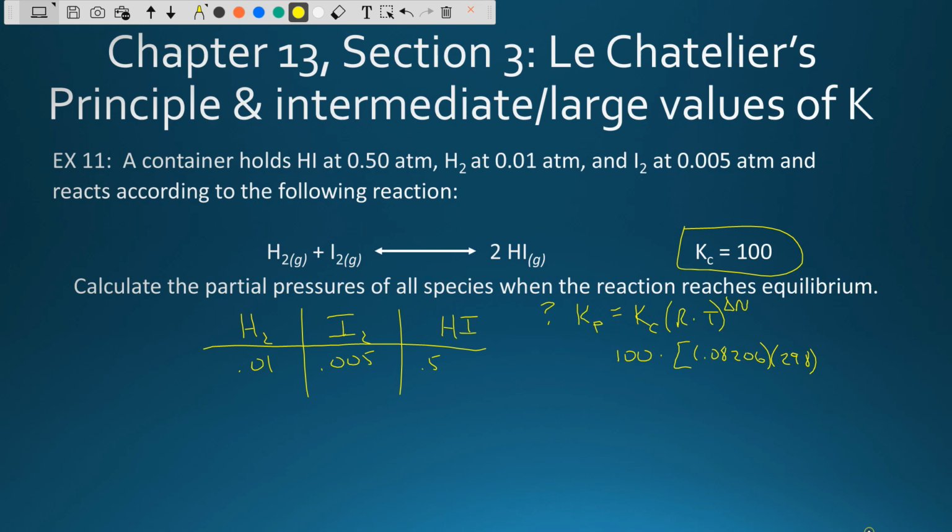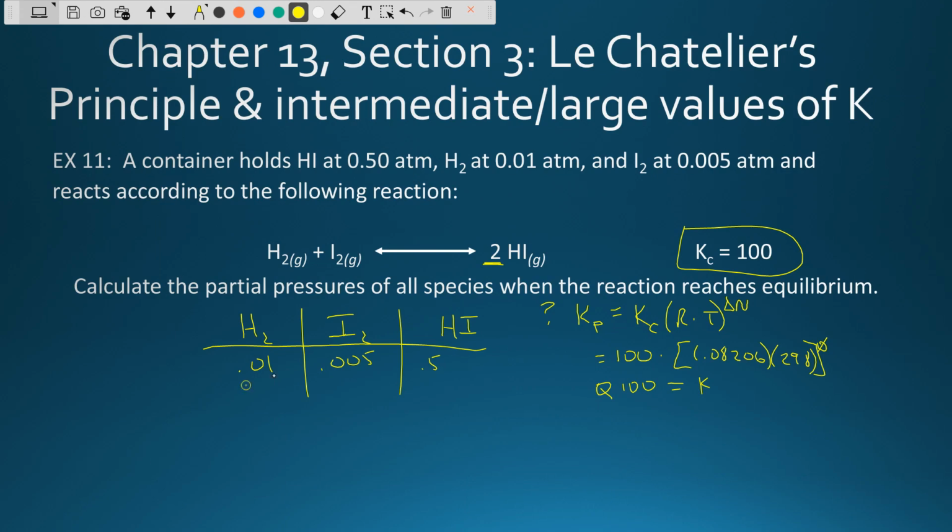Okay, and so I guess I didn't include the temperature in there, but it is going to be at 25 degrees Celsius. And so I see that, then I see I have a 2 minus a 1 plus a 1. Oh, a 2 minus 2, and that's going to be to the 0 power. So 100 times 1 is 100. So my Q actually equals my K value. They are equal to each other. That means it is at equilibrium.